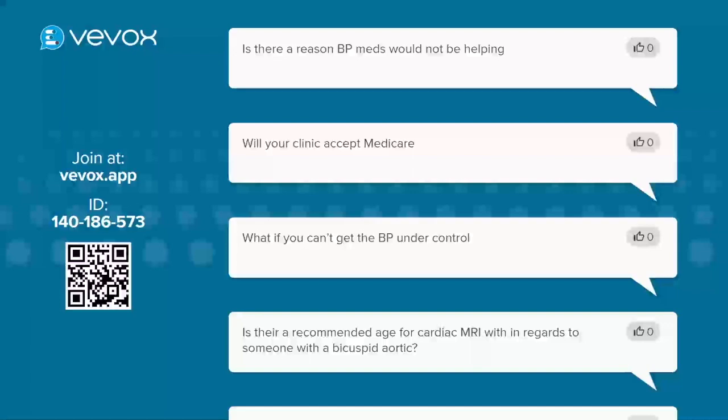Is there a recommended age for cardiac MRI? I think I mentioned that one, but it's early on. As early as we can get an MRI without sedation.